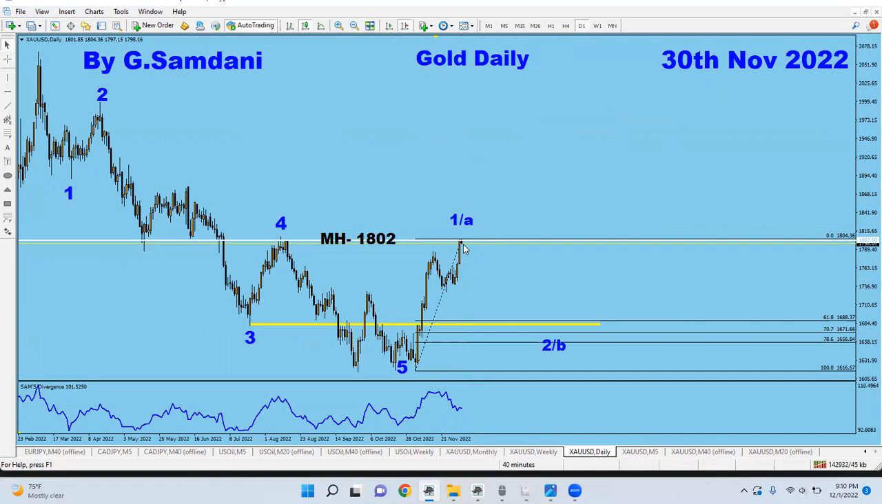So let's see, if we drop, we're probably going to be dropping in 3 ways, like maybe 1 and A, B, and C to the downside here somewhere, or maybe it will drop to this high and then poof, go to the upside. Anything can happen, but for now, I think very strongly that probably 1802 is going to hold and we're going to drop.